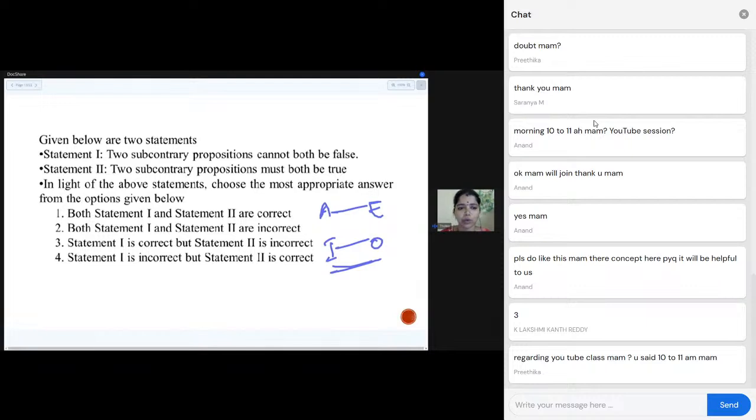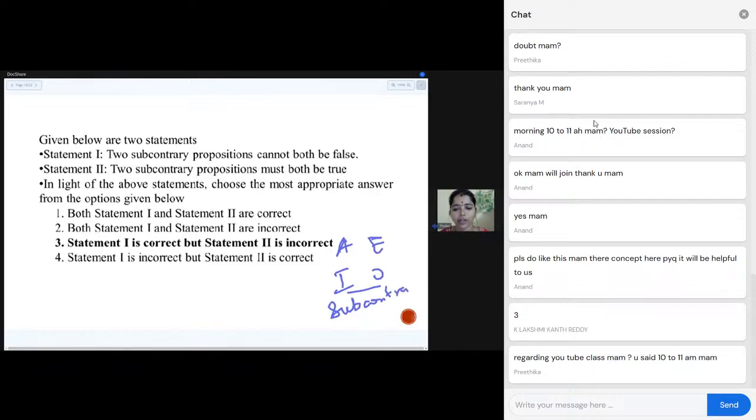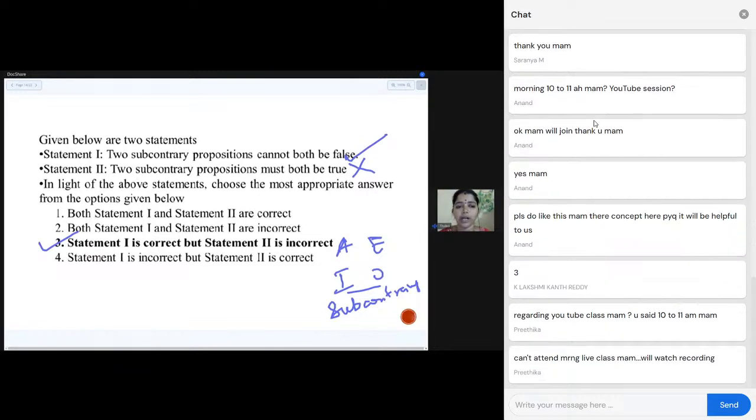The answer for this question is what? Option 3 is the right answer because, see, in AEIO, our I and O will be our subcontrary. What keyword have I given? They both cannot be false together. Two subcontrary propositions can't both be false. Yes, it is right. It's not possible for both to be false; that's wrong. We studied this in our logical reasoning class on YouTube. The answer for this question is option number 3.